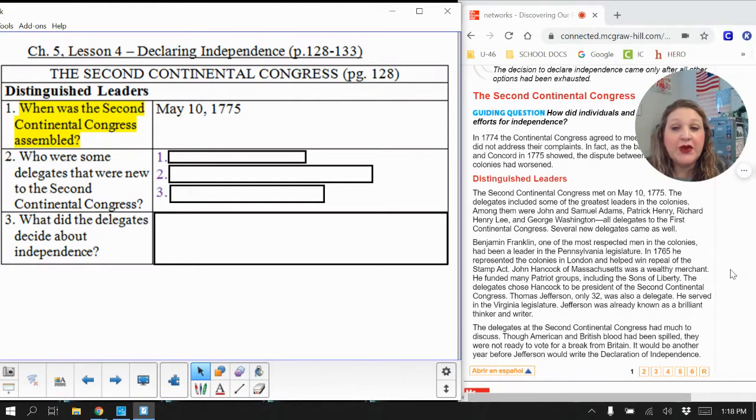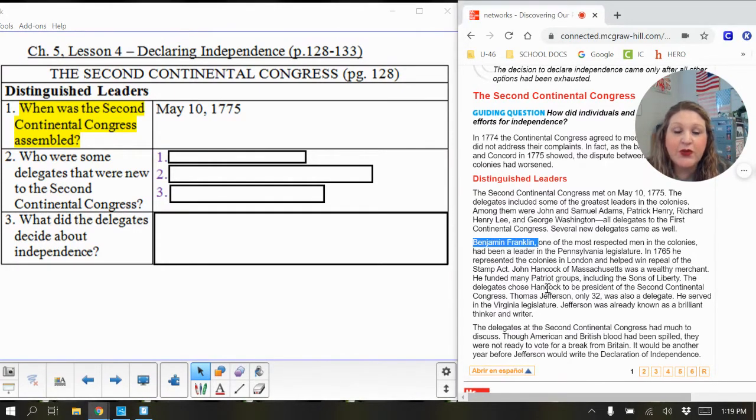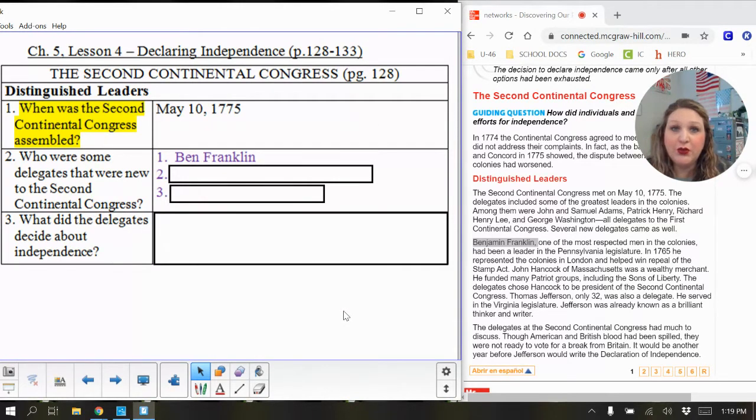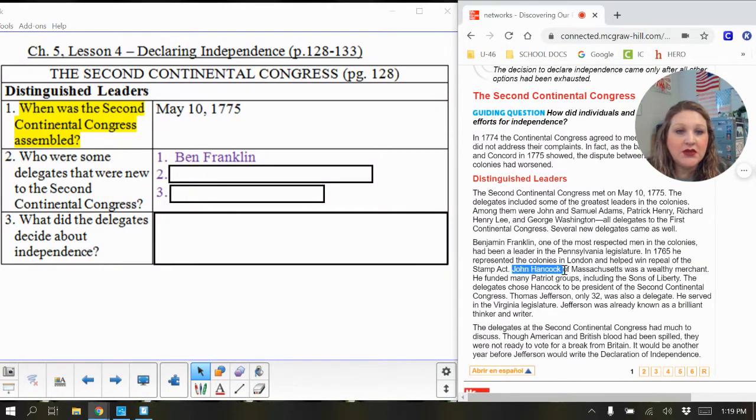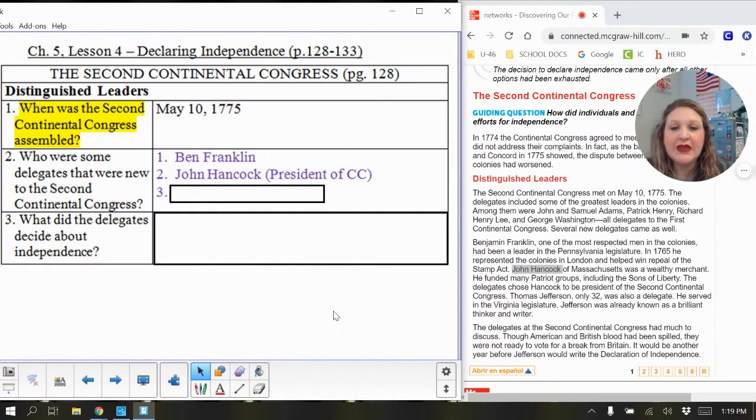Jefferson was already known as a brilliant thinker and writer. So we've got 3 men who are listed here in this paragraph who are going to be new members on our Continental Congress. And they're not the only new members, but they're important new members and men who we are going to see again coming up, men who are important historical figures for our country. So our first one is Benjamin Franklin, and we have learned a little bit about Benjamin Franklin. Again, you probably knew a little bit about Benjamin Franklin before we even talked about him. Our second one is John Hancock, and he was elected president of the Continental Congress.